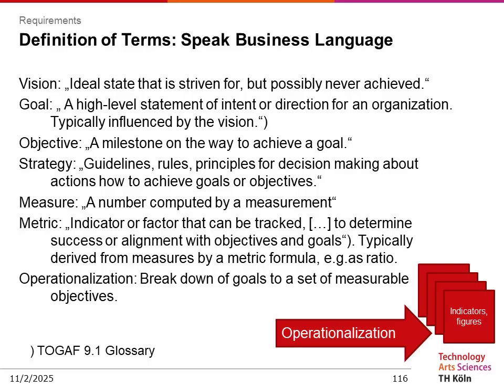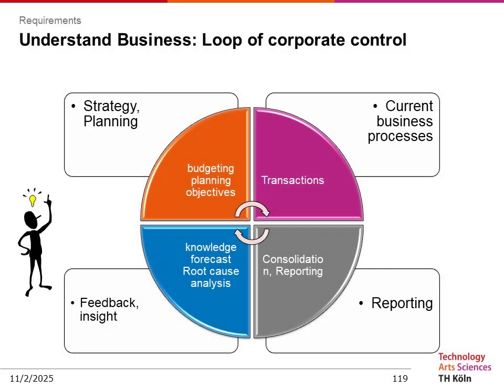I see. So this whole hierarchy, vision, goal, objective, metric, measure, it fuels that corporate control loop, right? Exactly. Strategy and planning set the vision, goals, objectives. That drives transactions in the business. Those transactions generate data, which gets consolidated and reported via BI. That reporting provides the feedback and insight, which then informs the next cycle of strategy and planning. If your objectives are poorly defined or your metrics don't align, that whole feedback loop breaks down. The BI system isn't providing real insight.